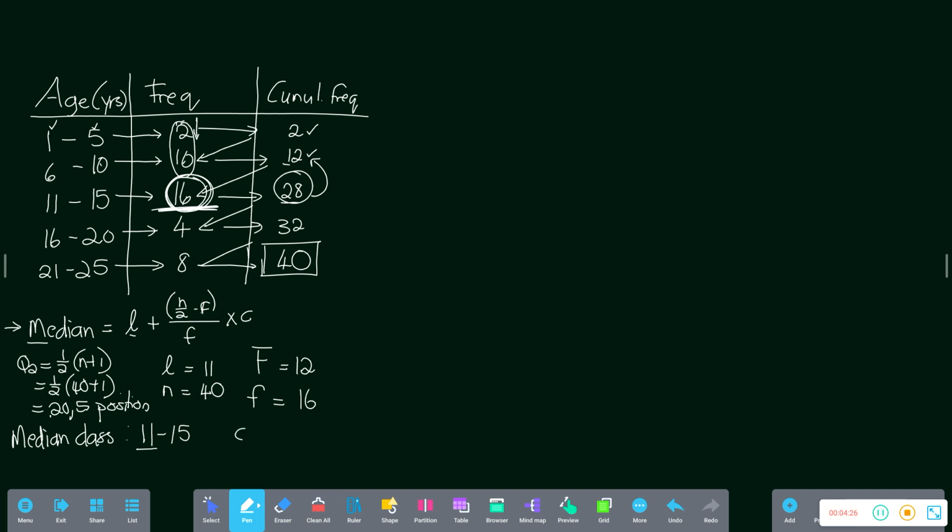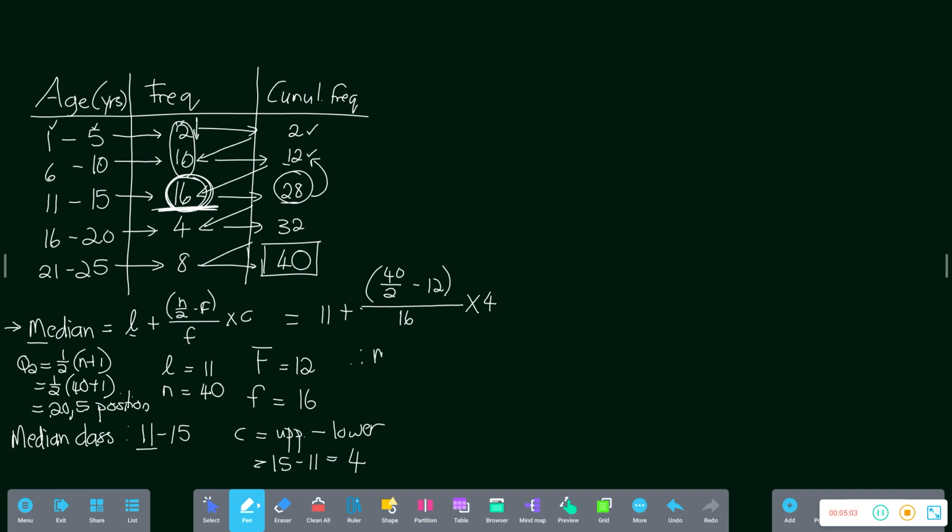And then C is the class width. It's basically the upper minus the lower class limits. So it's 15 minus 11, which equals 4. Once I have all of that, I can substitute these values into my formula. So I get 11 plus, in brackets, 40 divided by 2 minus 12, all over 16, and this I'm multiplying by 4.